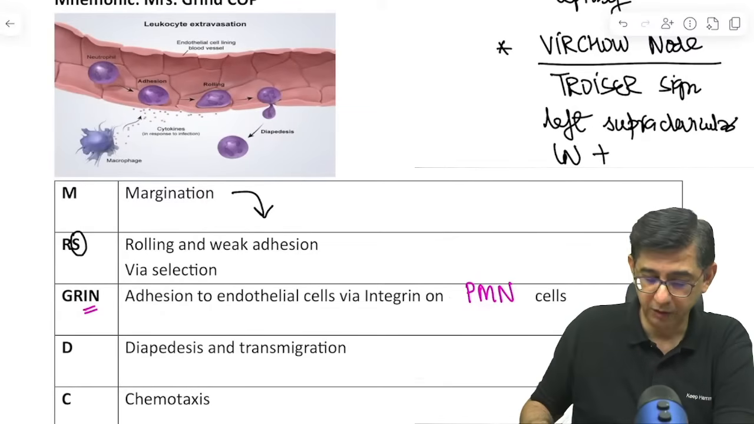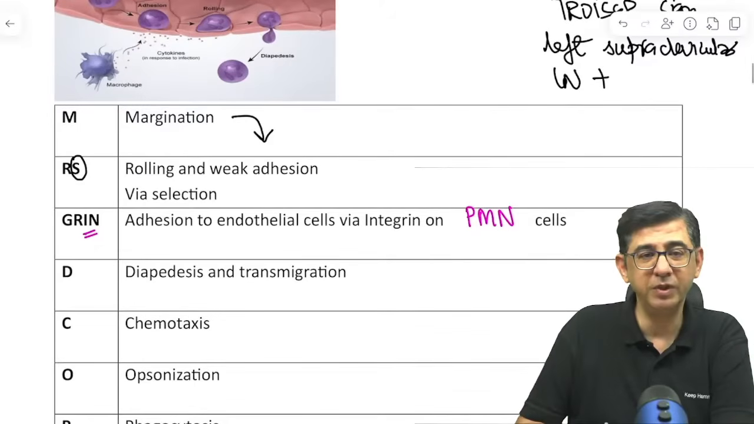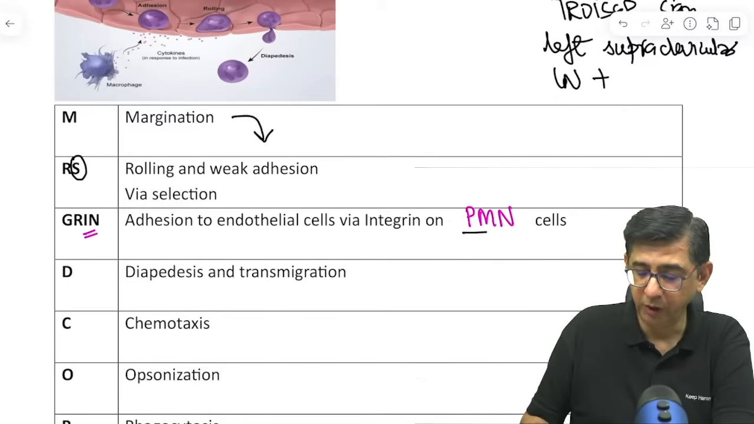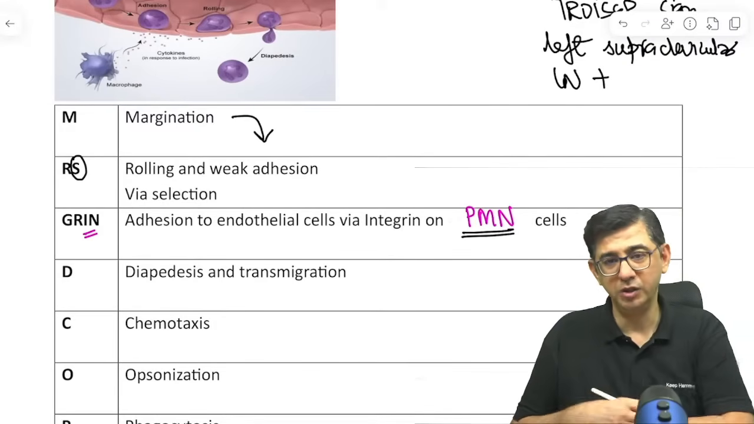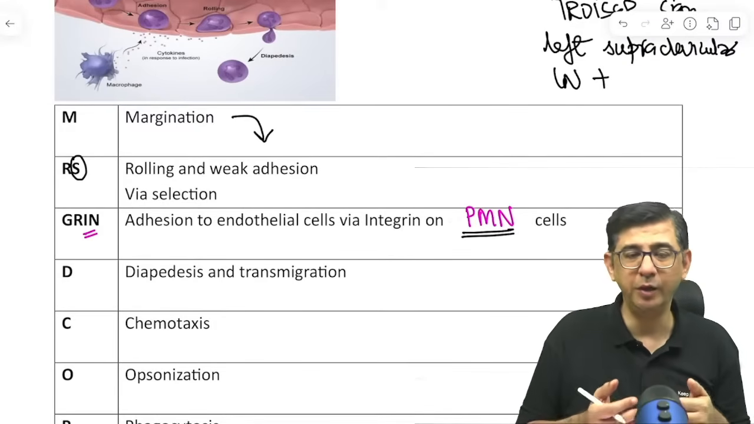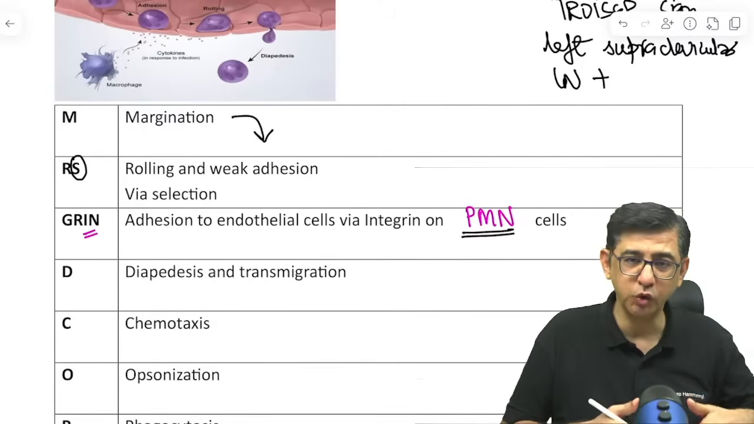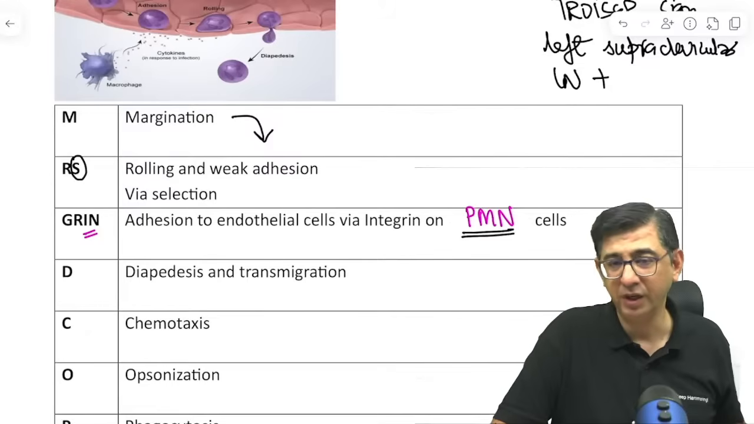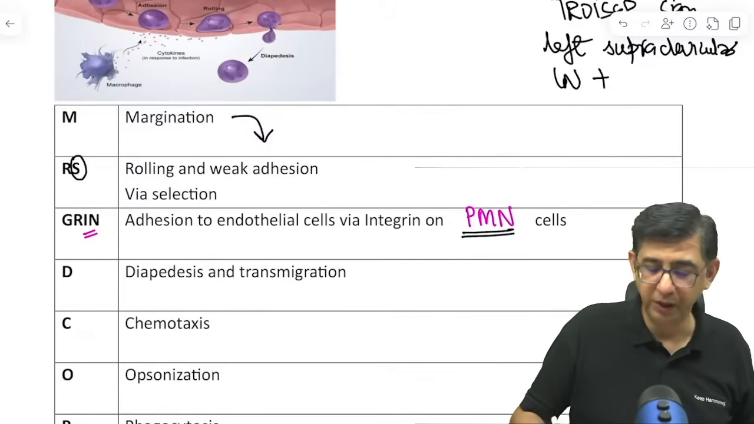Then in Grind, the in is integrin. That integrin is present on the polymorphonuclear cells. This will help the cells ultimately go across to the target, that is the bacteria. Before I talk about diapedesis and transmigration, my question to you is a clinical one here.